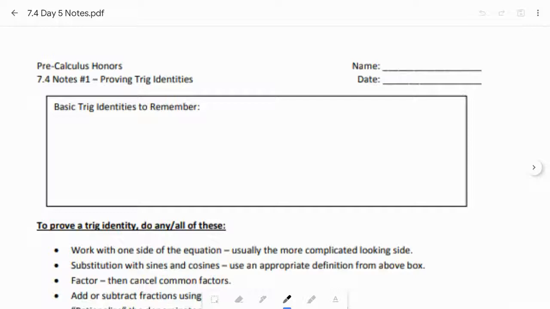Hi everyone, we're on our day 5 notes. This is proving trig identities. We are going to start by just writing down some basic trig identities that are important to remember.